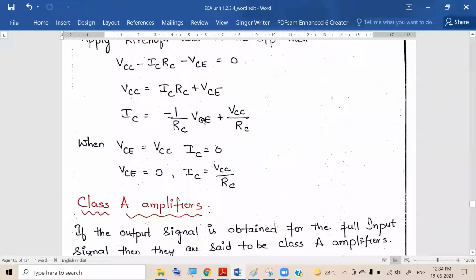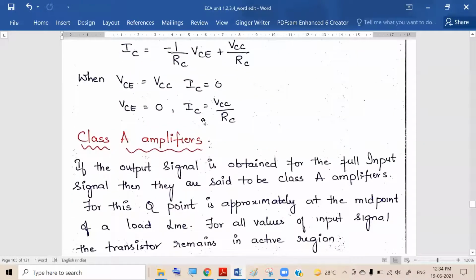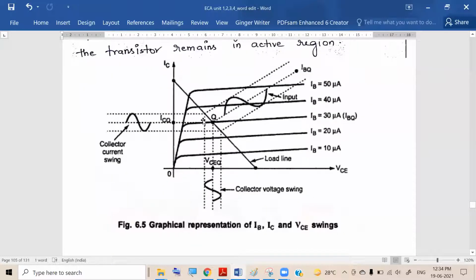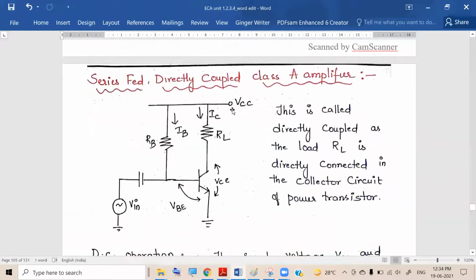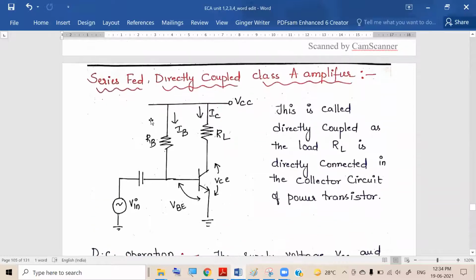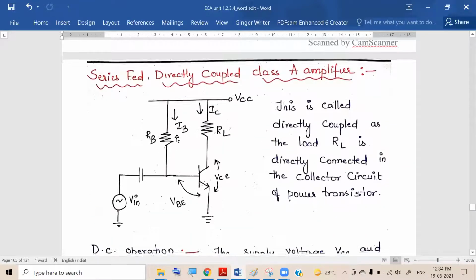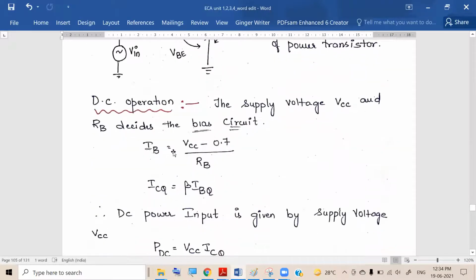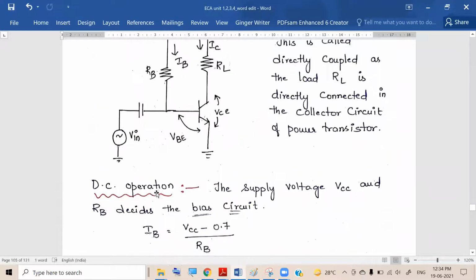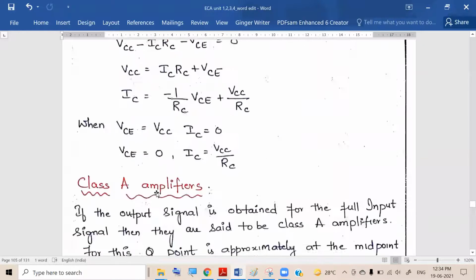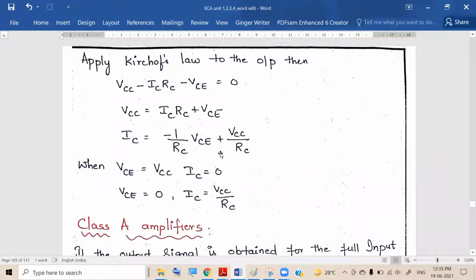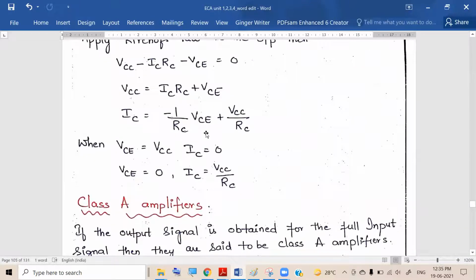So how are we fixing the operating point? By fixing IB, important point. How are we fixing IB? Through RB. Through RB, we are fixing IB. That in turn fixes IC. And from this equation of the DC load line, we in turn obtain the value of VCE.